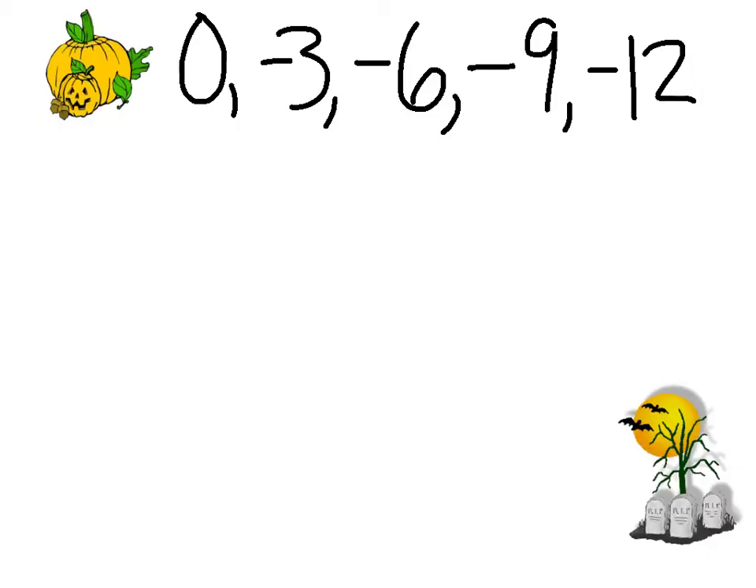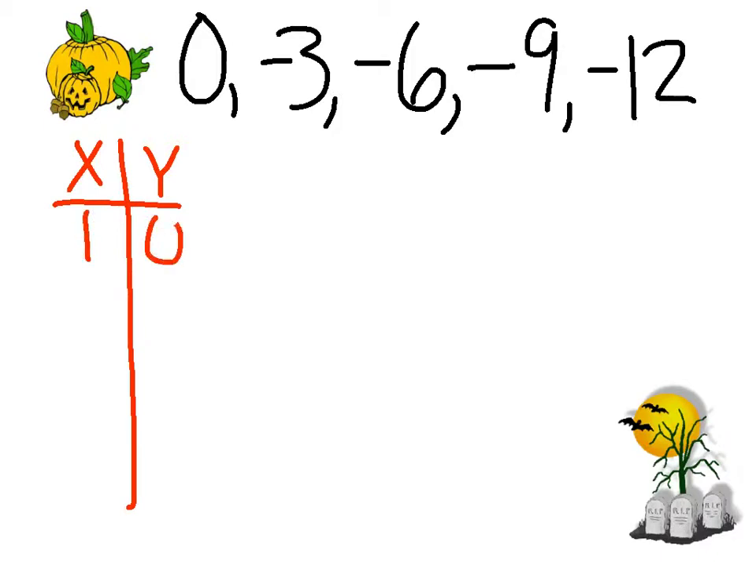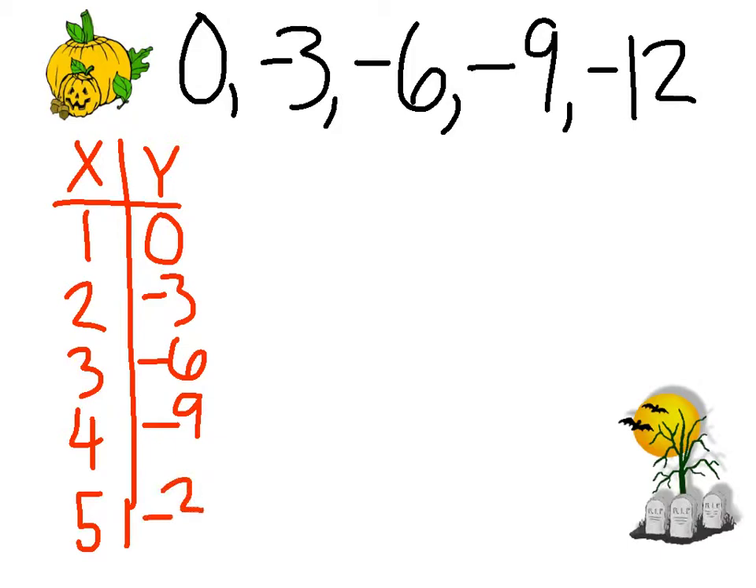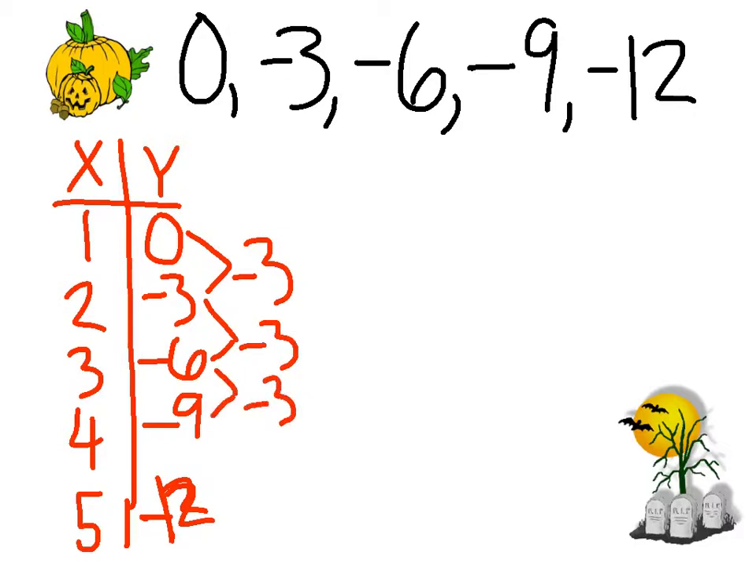Alright, let's do practice problem number 2. For the practice problem, first thing we want to do is make our table. So we have 1, 0, 2, negative 3, 3, negative 6, 4, negative 9, and 5, negative 12. Alright, next we find the difference between our y's. Negative 3 minus 0 is negative 3. Negative 6 minus negative 3 is negative 3. And so on.